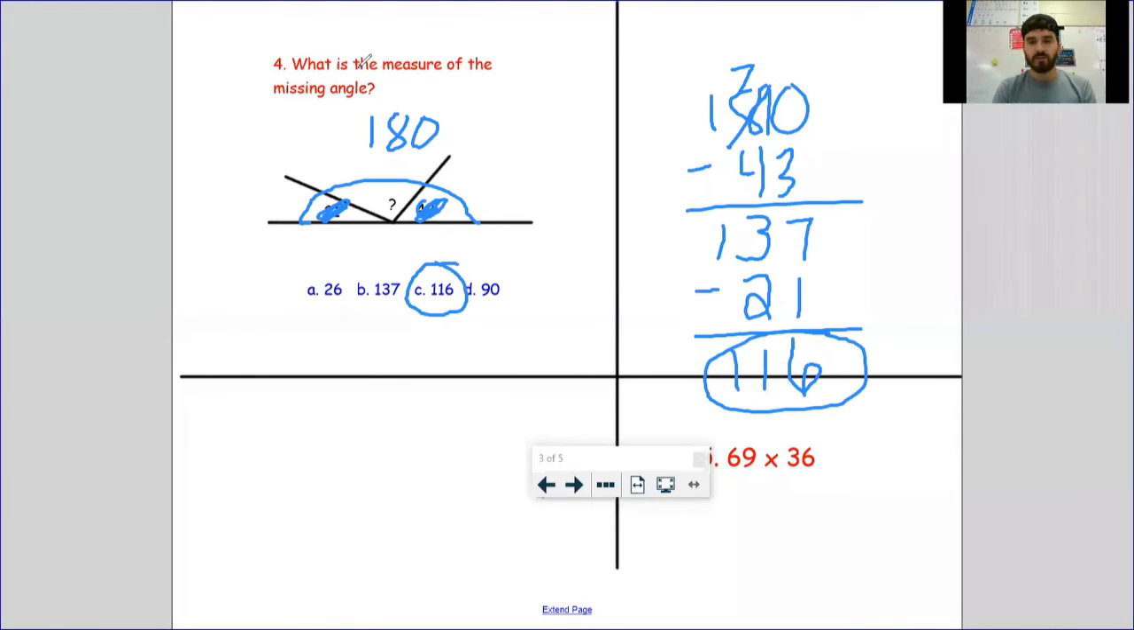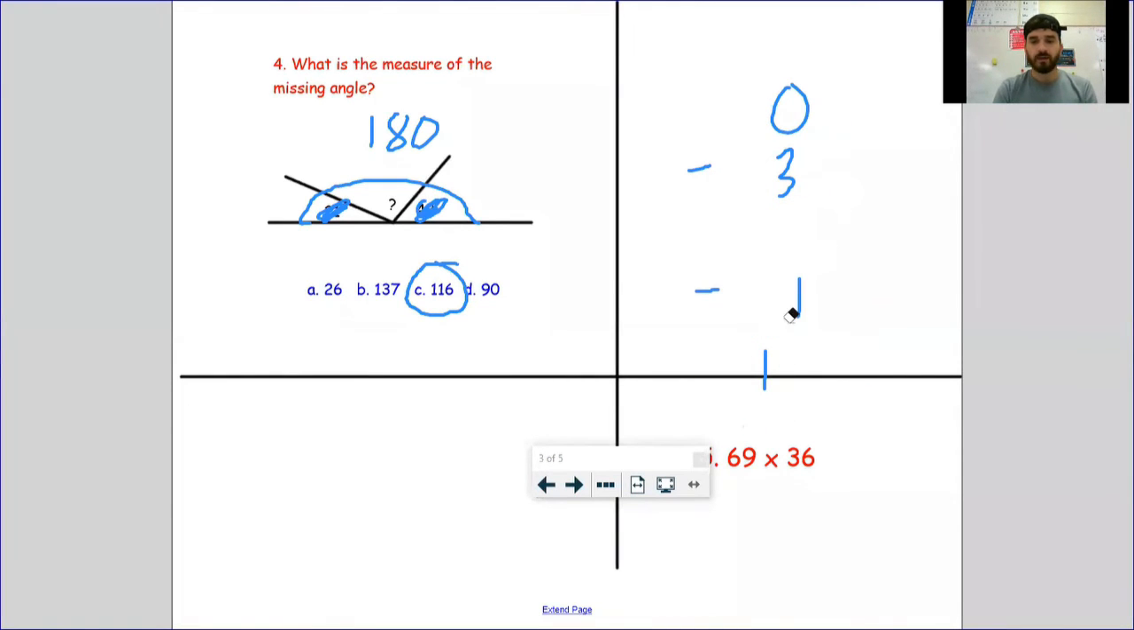So, yes, it looks like a right angle, but a right angle's got to be exactly 90 degrees. And if you look at this angle with what's missing, 116 degrees, that would actually make this an obtuse angle because it's greater than 90. Straight angle, 180 degrees. If you know that one, you should be rocking and rolling on that question.